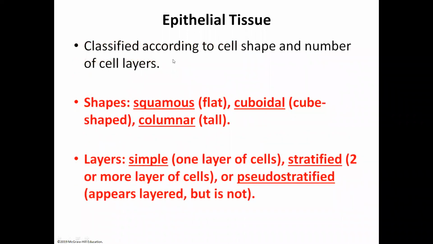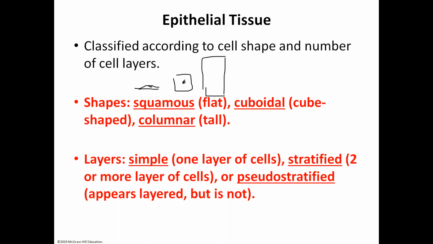Now, when we think about epithelial tissue, one thing to know is how we classify them. We classify them based upon their shapes as well as their number of layers. In terms of shapes, there are 3 potential shapes you could see. Squamous is flat, cuboidal is going to be a cube shape, and columnar is going to be tall. With squamous, you're going to think of a flat cell. With cuboidal, it's a cube shape, and columnar is long and tall, a little more narrow.